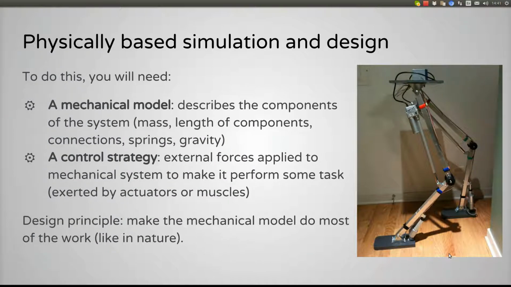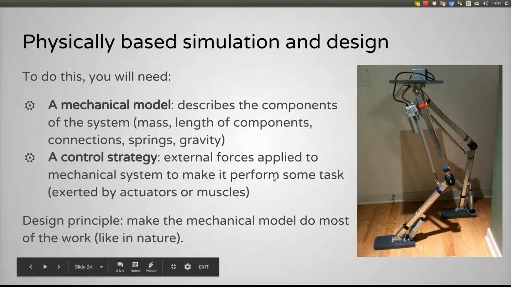So if we want to design something, if we want to model something, especially when it comes to a physical simulation, we probably need two things. We're going to start with a mechanical model, which I'll describe in the next set of slides. The mechanical model is essentially the components of the system: mass, length of the components, the connections, maybe our spring stiffnesses, our gravity, and perhaps the actuators as well, which need to be taken into account.